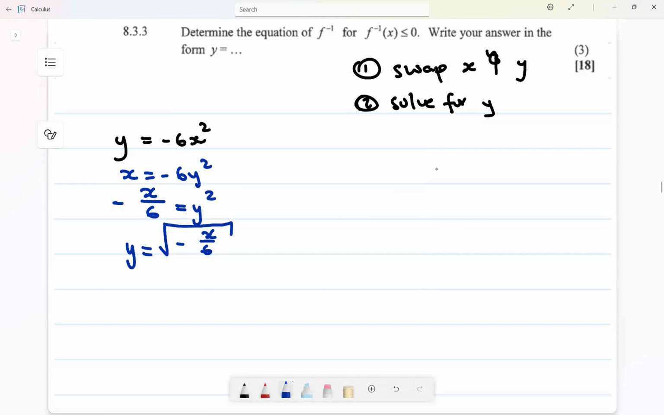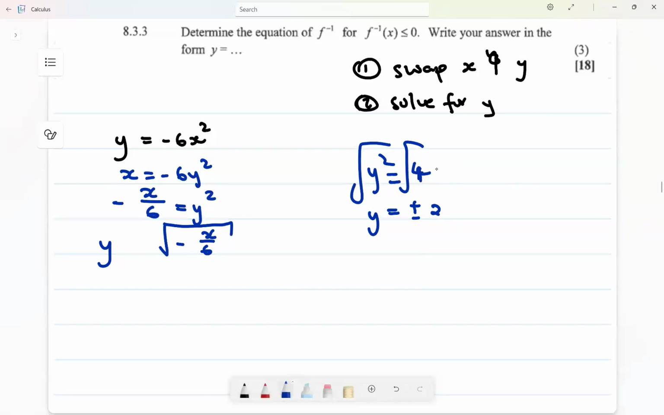Guys, remember one thing. When you take out a square root, the answer will be plus or minus. So also here we need to say equal sign, plus or minus, okay, square root of negative x divided by 6.